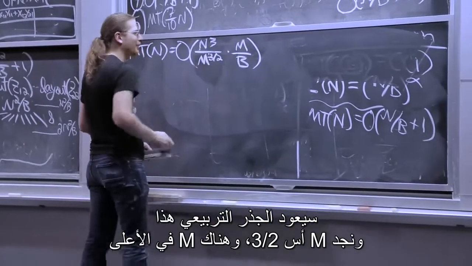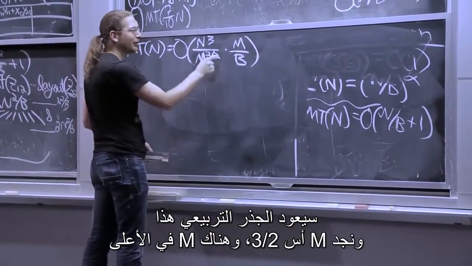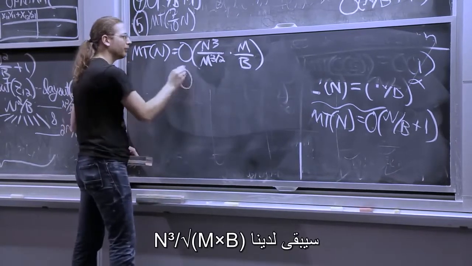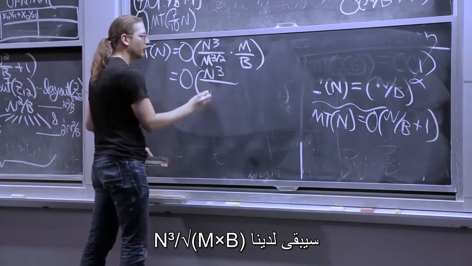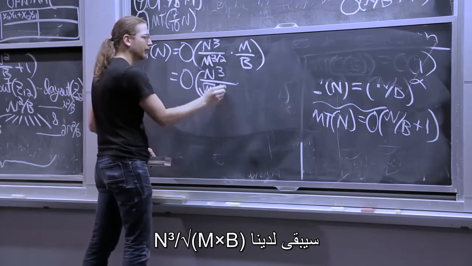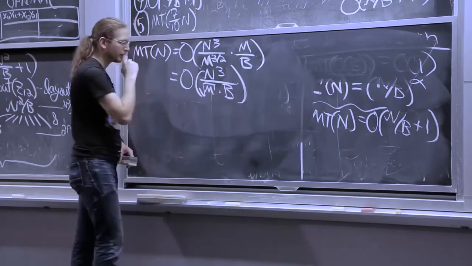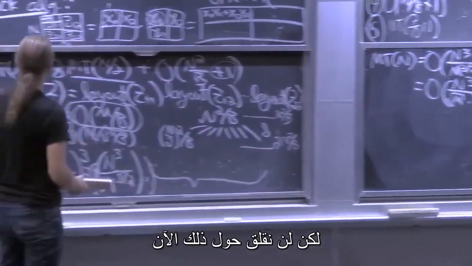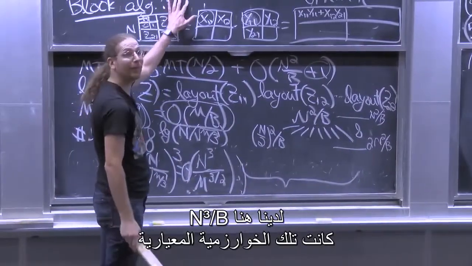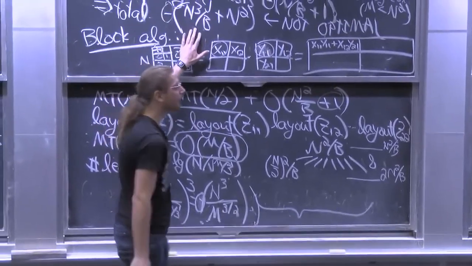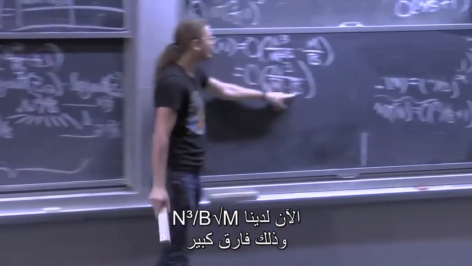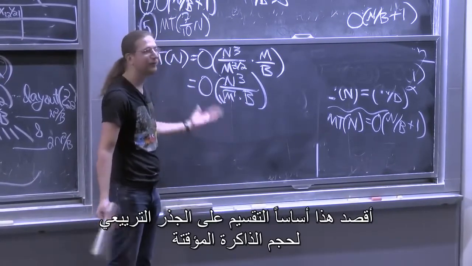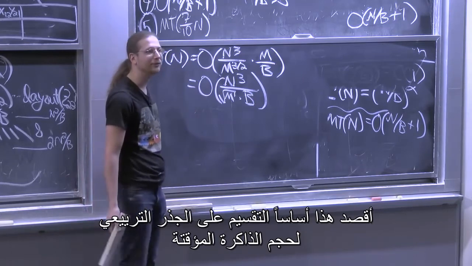There is a square root that's going to come back, because M to the 3/2, and there's an M upstairs. So the 1 cancels. We're going to be left with n cubed over square root of M times B. There was a lower order term because I dropped this +1, but let's not worry about that right now. Here we had n cubed divided by B. That was the standard algorithm. Now we've got n cubed divided by B divided by square root of M. That's big. This is basically dividing by square root of your cache size.